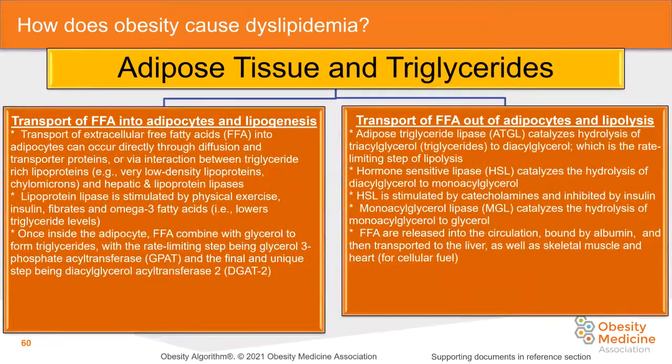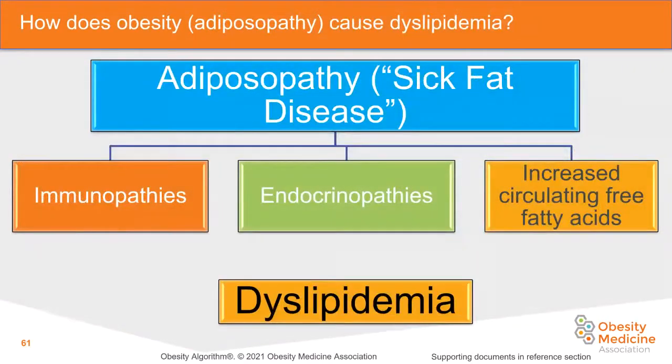The transport of the free fatty acids into adipocytes and lipogenesis can occur through various different transporters. And to get it out of the adipose tissue requires various different lipases. And so that's the reason we have so many drugs out there that work through increasing, say, for example, lipoprotein lipase activity. That's a shared mechanism of action, say, for fibrates and fish oils. That's how they work. Okay.